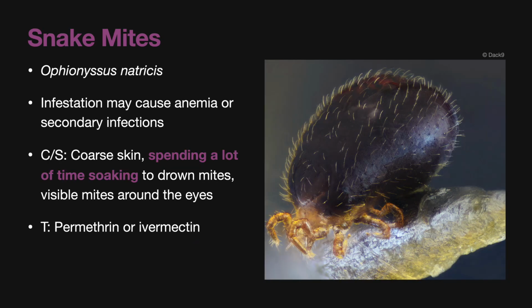Ophionyssus natrisis are the snake mites. Infestation by these mites can cause anemia or secondary infections. Clinical signs include coarse skin and spending a lot of time soaking in water to try and drown the mites. You may also see visible mites around the eyes in snakes. Treatments include permethrin or ivermectin.